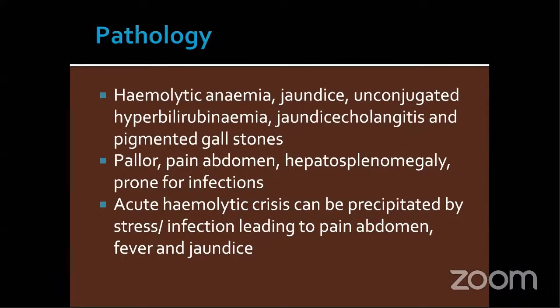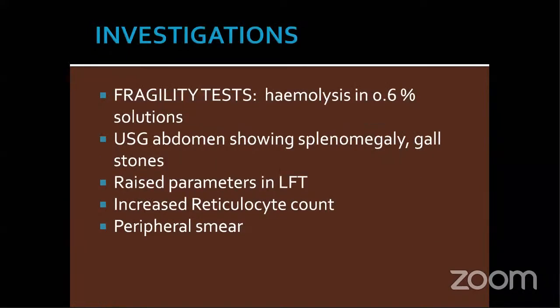So small, any infections can lead to severe hemolytic crisis that will cause pain abdomen, fever, jaundice, and gallstones. So all these can lead to acute hemolytic crisis. So the investigations you do are, one is fragility tests, okay, in 0.6% solution. The RBCs immediately will attain spherical shape, okay.